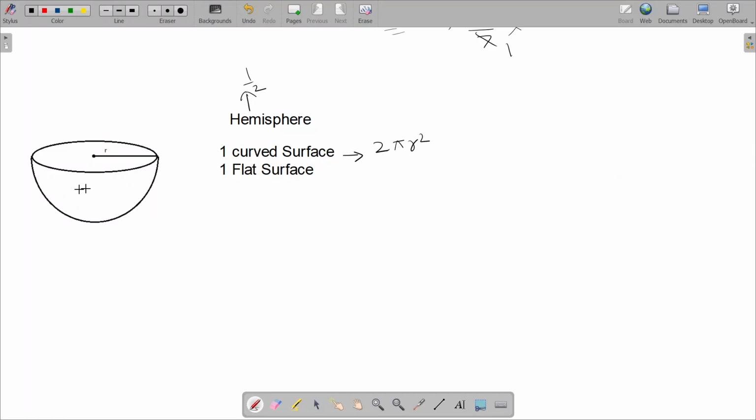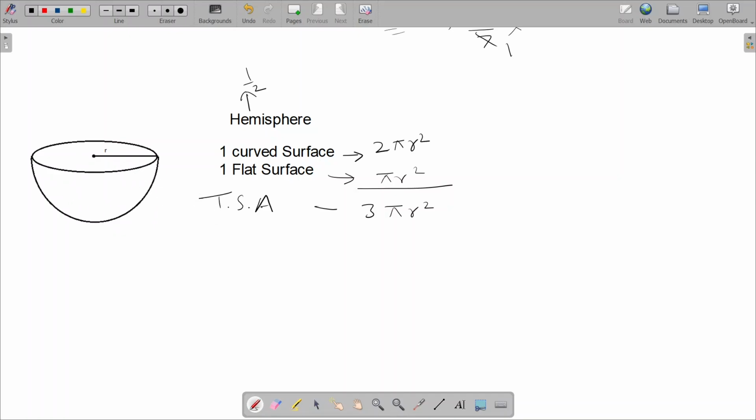And for the flat surface area, if you cut the sphere, you get a circle over here. This circle is flat, it is not curved. So the area of circle is pi r square. If I want to find the total surface area of hemisphere, just add 2 pi r square and pi r square. We have 3 pi r square. So this is the total surface area of hemisphere. The flat one is only pi r square and the curved one is 2 pi r square.